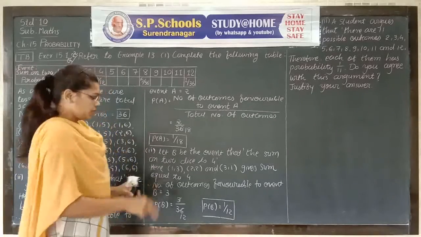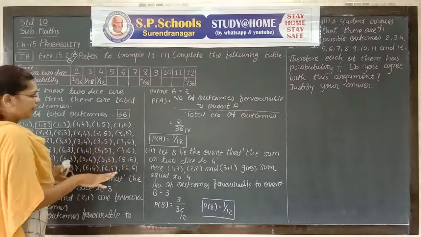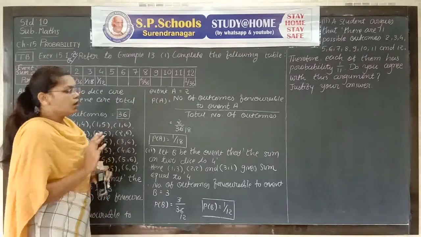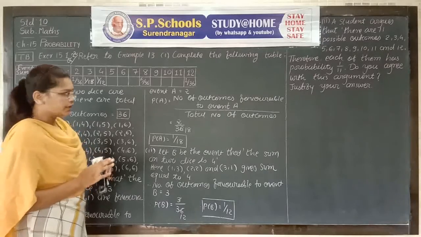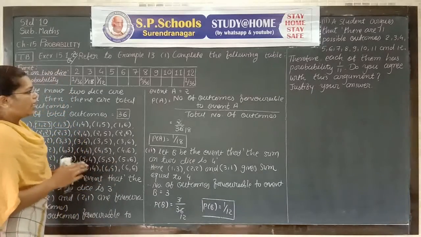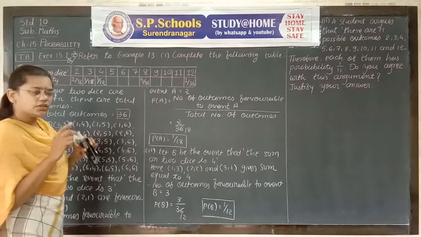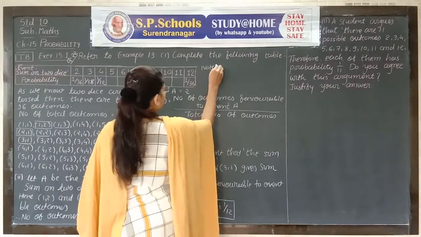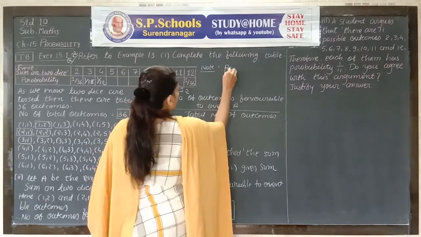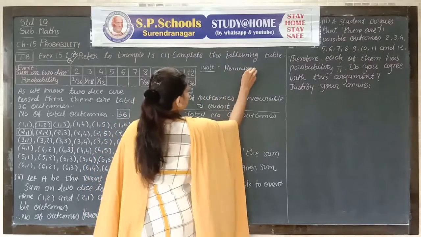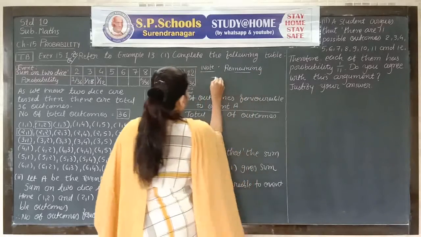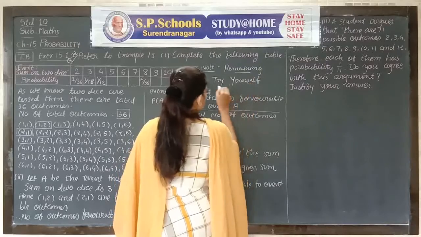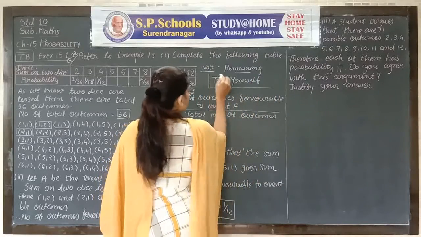Here the two boxes are completed on our blackboard. Next, the remaining boxes. Try yourself. If you have any query, then ask me. But you should complete it very well. So keep in mind one note: try the remaining ones yourself, which is very very easy.